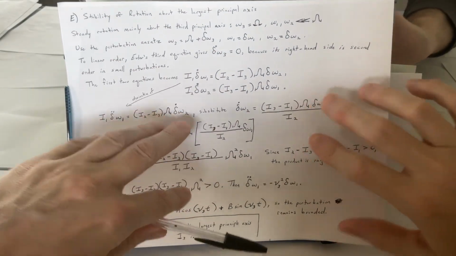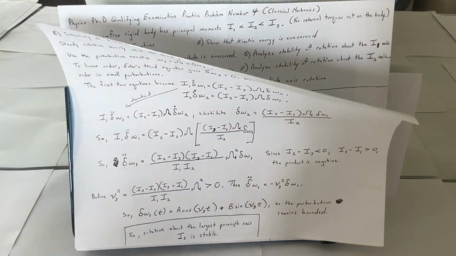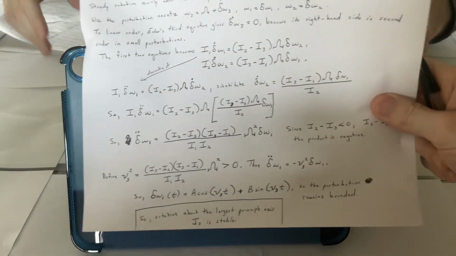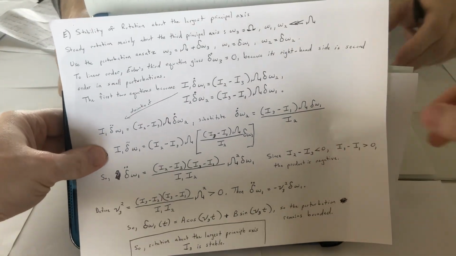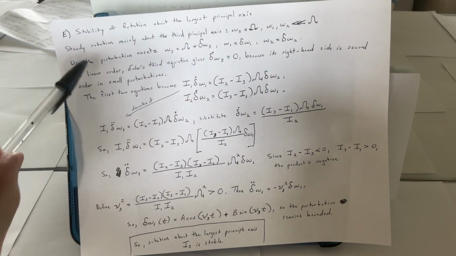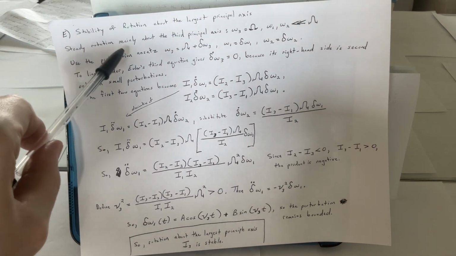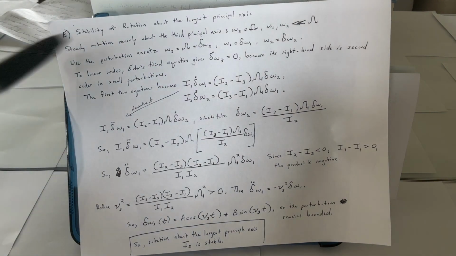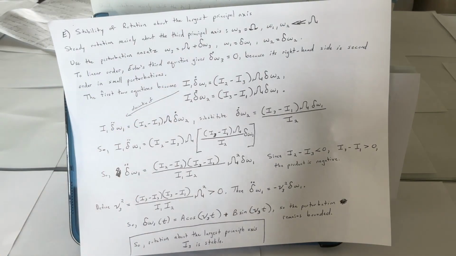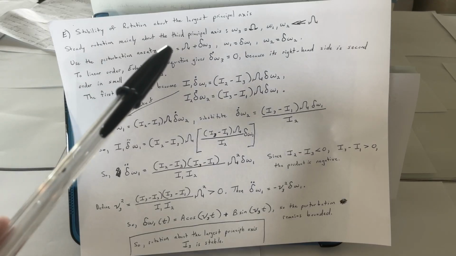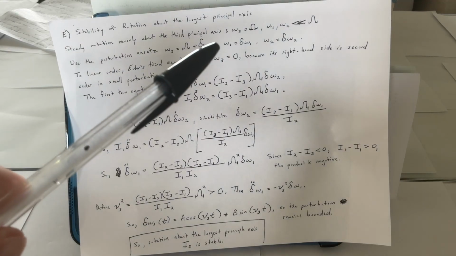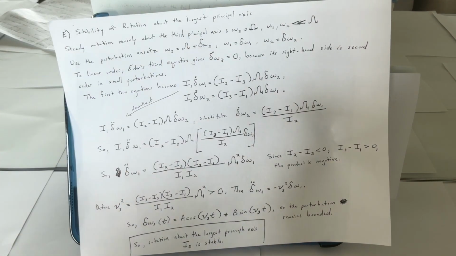the largest principal axis here. So steady rotation mainly about, let me change this, sorry about that. Hopefully this holds up now. Okay, so stability of rotation about the largest principal axis. So the steady rotation mainly about the third principal axis here, omega sub 3 equals capital omega. Omega sub 1, omega sub 2 are much less than capital omega. Use the perturbation ansatz omega sub 3 equals capital omega plus delta omega sub 3. We have this for omega sub 1. We have this for omega sub 2.